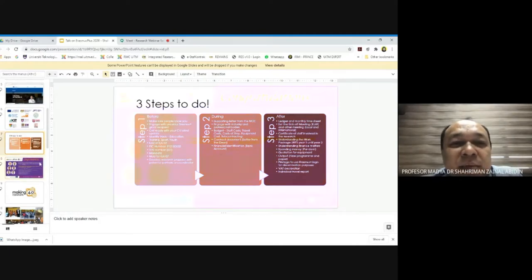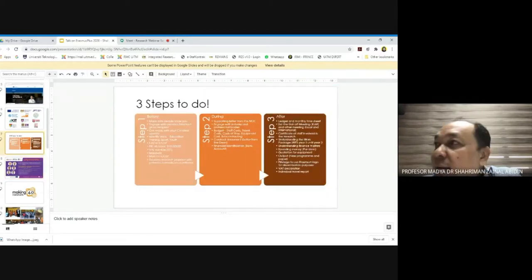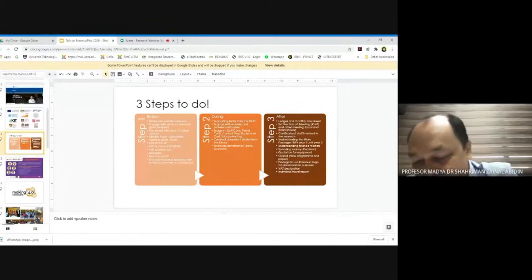Next, you need to know there are two types. In my case, I used to apply KA2. KA2 is Key Action 2, which is more on capacity building and higher education. And after we get KA2, we apply KA107. KA107 is an additional grant where we can apply as a supplement to support a KA2 project.